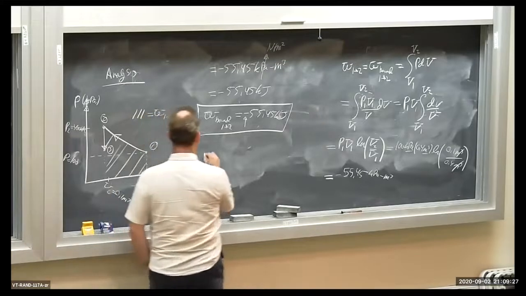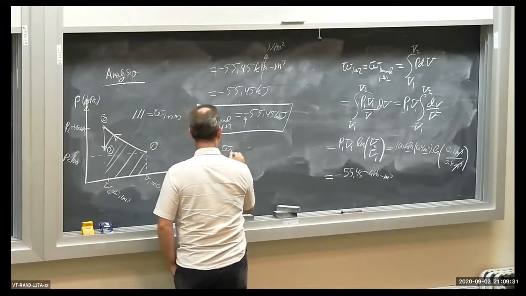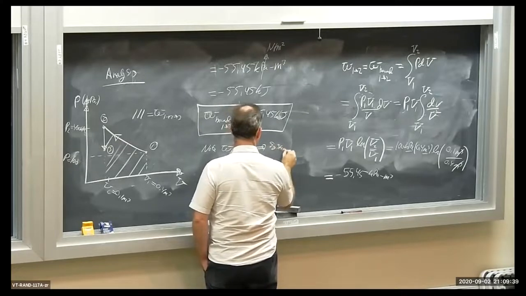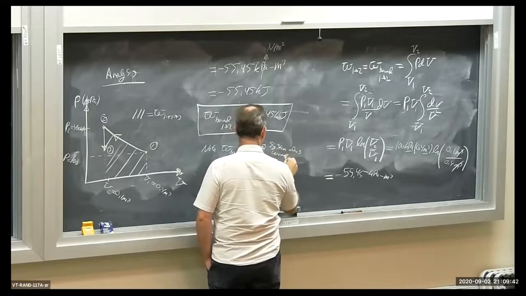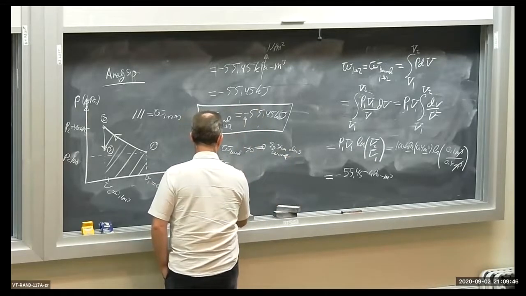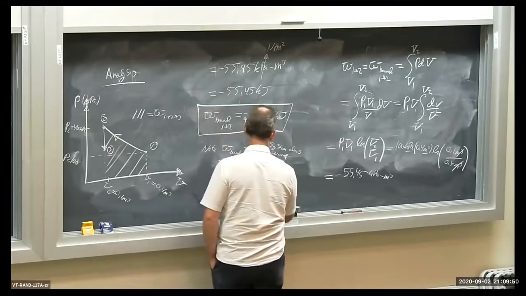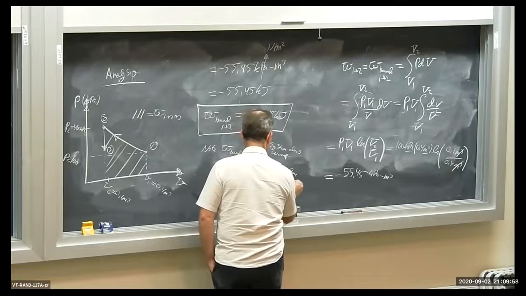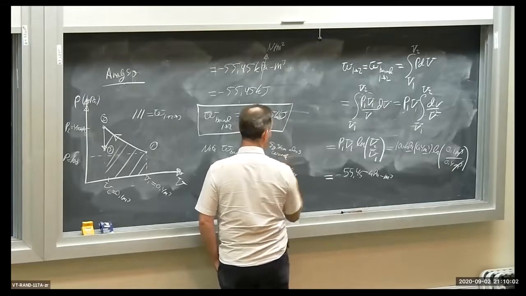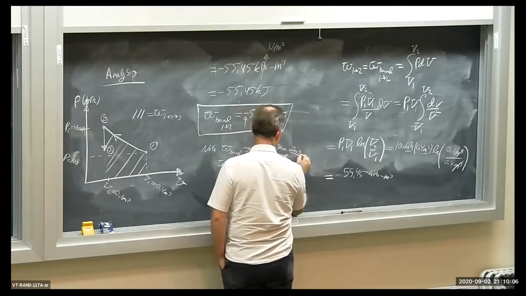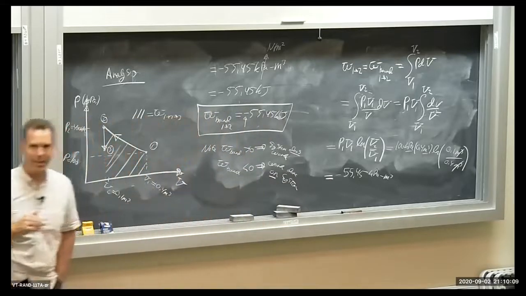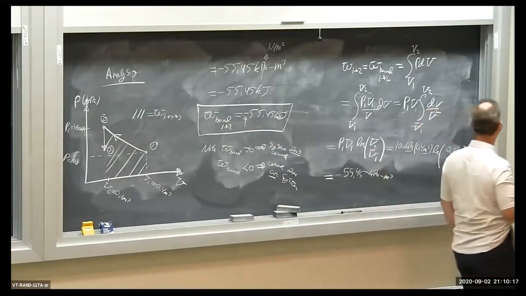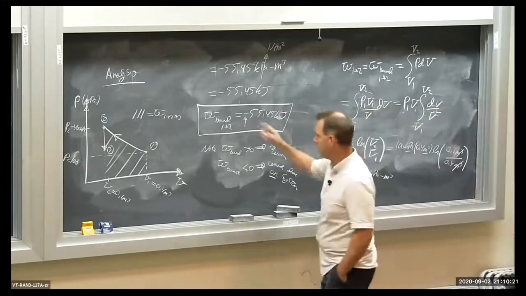Note, W boundary greater than 0, system does work. W boundary less than 0, i.e. negative, work done on system. System does work, or work done by the system, and work done on the system for when boundary work is negative. Okay? So I'm going to squeeze it down, and the work from state 1 to state 2 is 55.45 kilojoules on the system. That's what the negative sign is for.